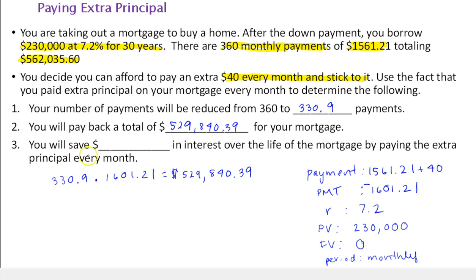Now we're asked how much we'll save in interest over the life of mortgage by paying this extra principal every month. Well, right up here was how much we would have paid if we didn't pay the extra $40 every month. And this is what we pay if we do. So we want to find this difference will give us how much money we'll save in interest. So we want $562,035.60 minus $529,840.39.